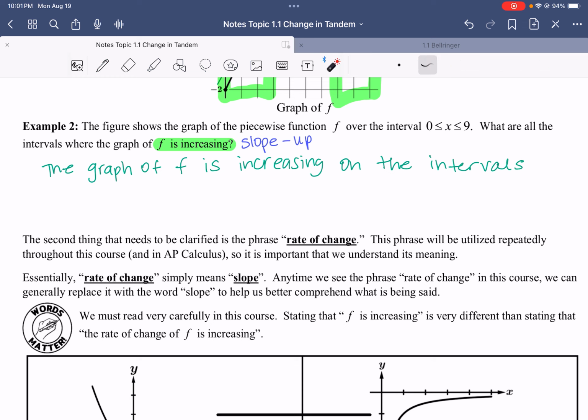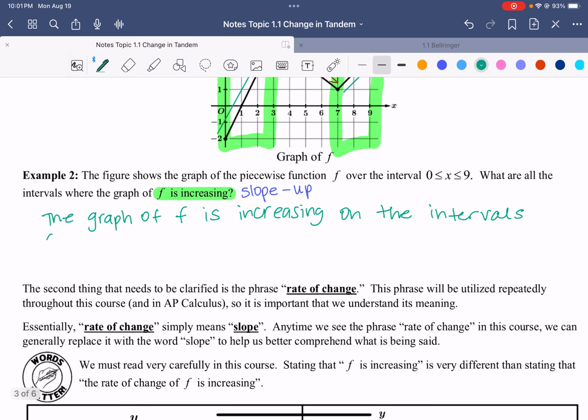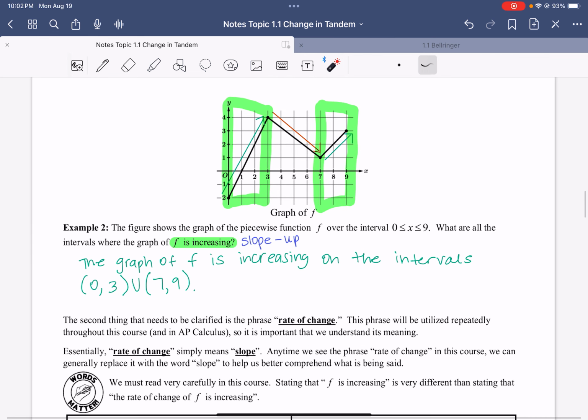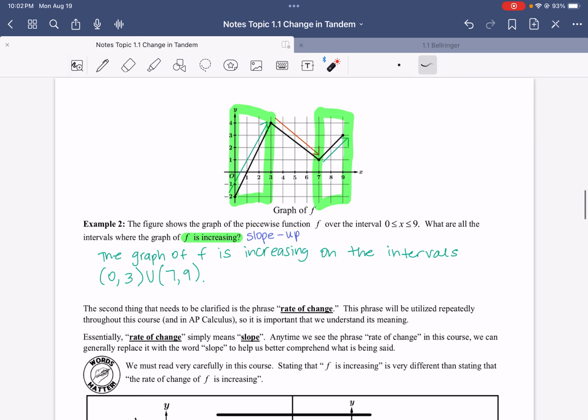I haven't added anything yet. And then after that, I'm going to add the actual answer. So parentheses only, remember? And then the first x value was 0. The next x value was 3. Close the parentheses. Since we had two sections, I'm going to add a union, open parentheses again, and then it was 7 to 9. And then I'm going to finish my sentence. Okay, so just as a recap, only these two line segments were increasing, meaning that the slope was going up. And I only want to include the x coordinates that are coming from the x-axis. Okay, all right, let's keep going.